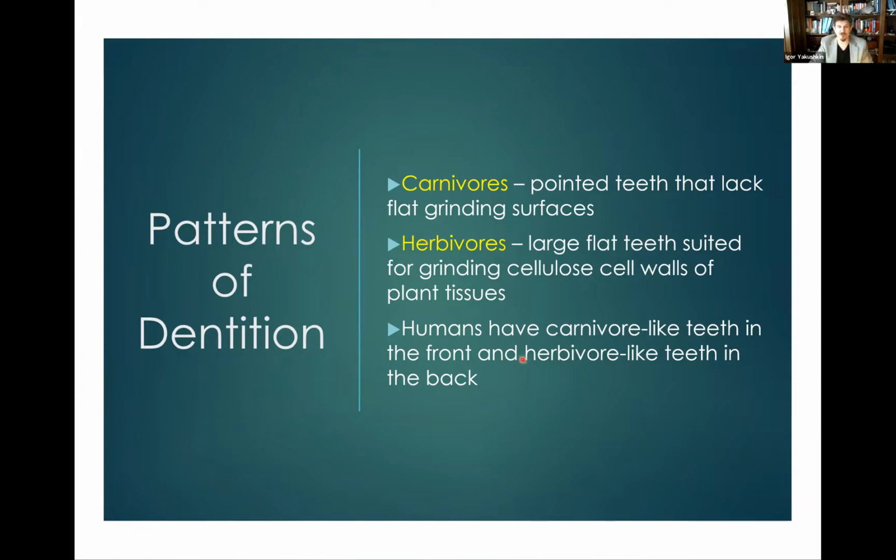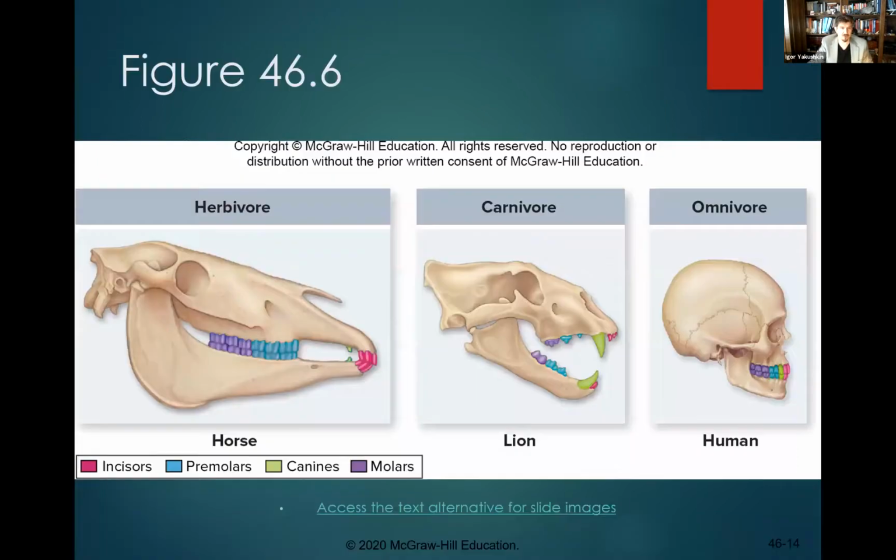And then, of course, humans, kind of in between the carnivores and herbivores, we are omnivores. And I think the picture shows you. So here we're looking at the herbivores. So incisors are not very sharp, while in carnivores, the incisors are very sharp. Then, of course, we have the canines. Even though it's a lion, right? It's canine.